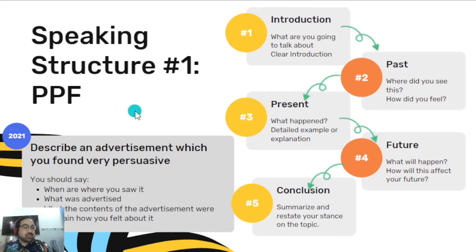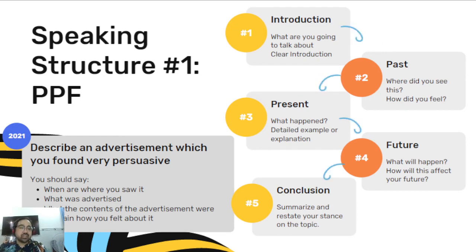So this speaking structure is number one, and it goes kind of with anecdotal, right? It's called PPF. PPF stands for past, present, future, right? Very simple. So this is basically a very simple way for you to remember how to tell a story.